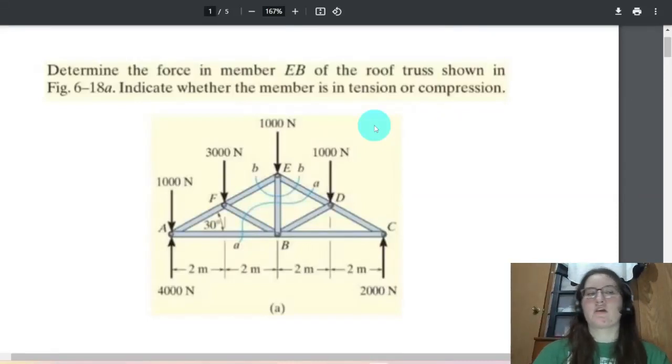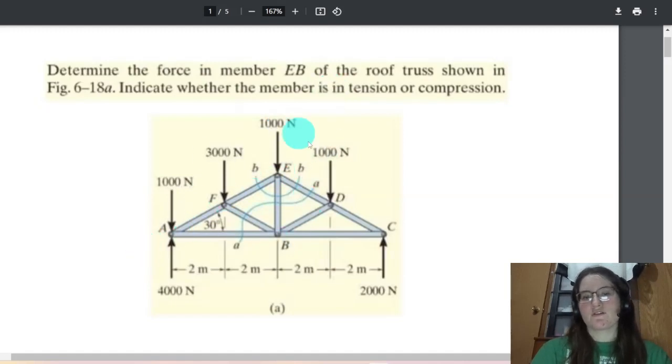I am part of Hojjatie's statics class for spring term of 2024 at Valdosta State University, and I am explaining this method of sections problem as part of my final exam. Now, our problem statement is: determine the force in member EB of the roof truss shown in Fig 618A. Indicate whether the member is in tension or in compression.